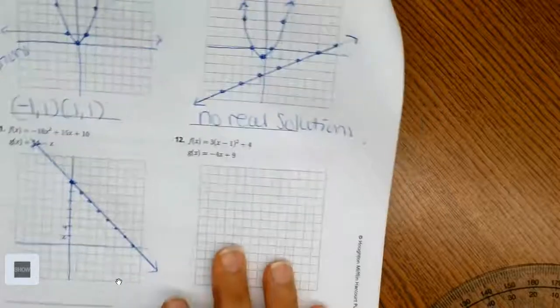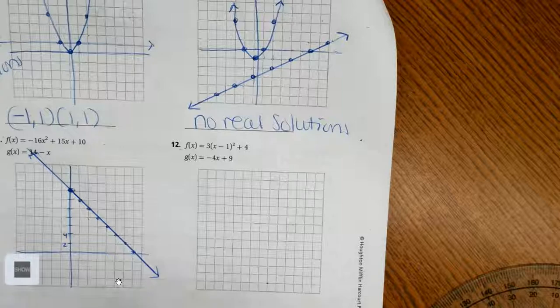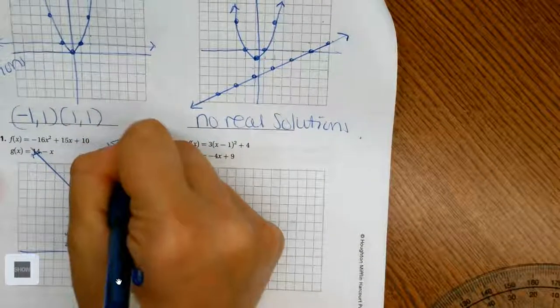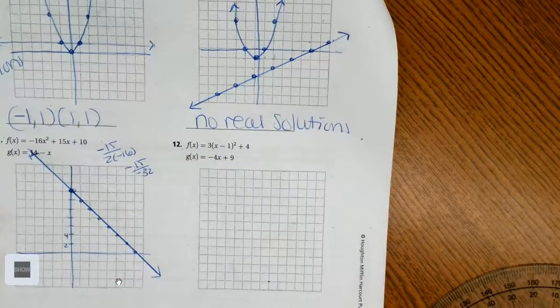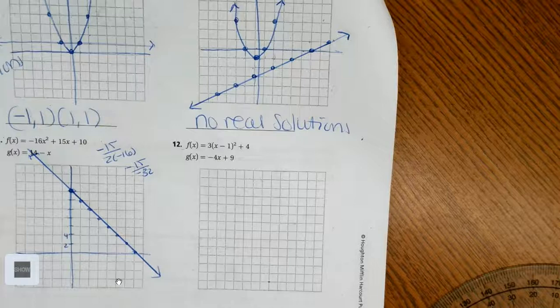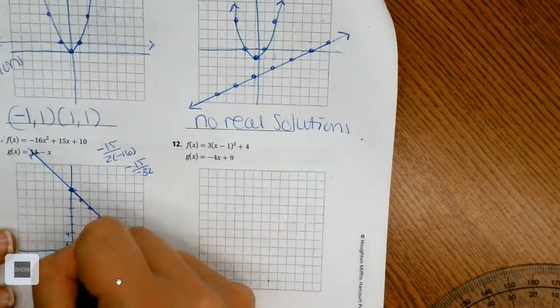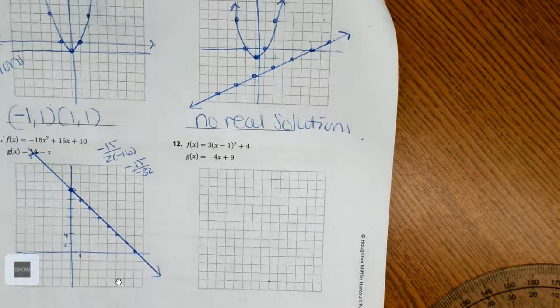This one's a downward parabola. Looks annoying. Let's do the vertex. Negative b over 2a. Negative 15 over 2 times negative 16. Negative 15 over negative 32. 0.46. So like about a half. We'll go by ones. Plug back in. I'm going to store that in 1.